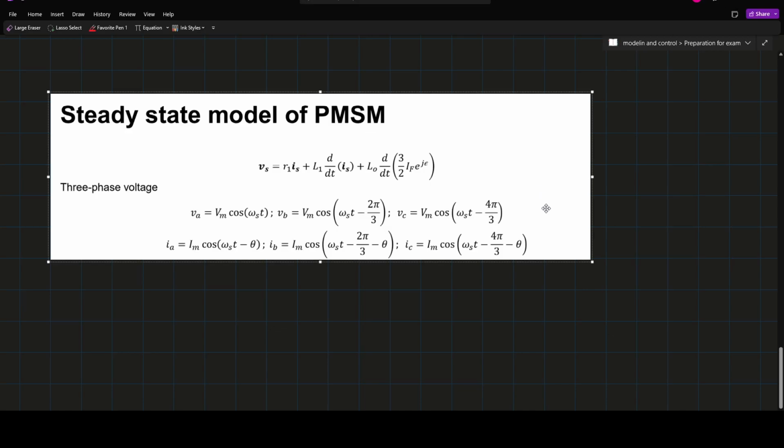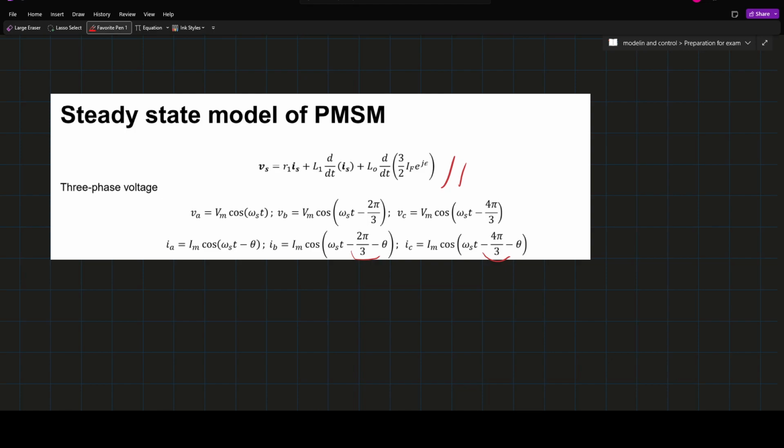Okay, now we are gonna do the permanent magnet synchronous machine in a steady state. So in the last video, we figured out that this was the voltage in the stator. Here we have the equations for the voltage, the three-phase voltage and the three-phase currents. We have seen this before.